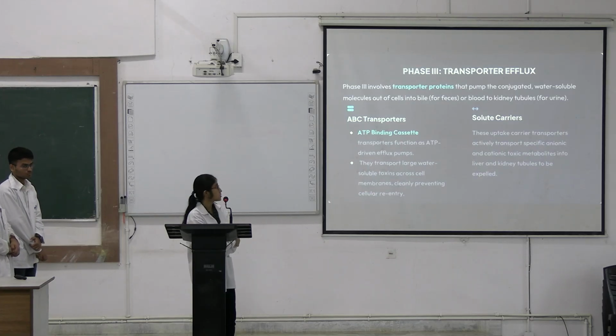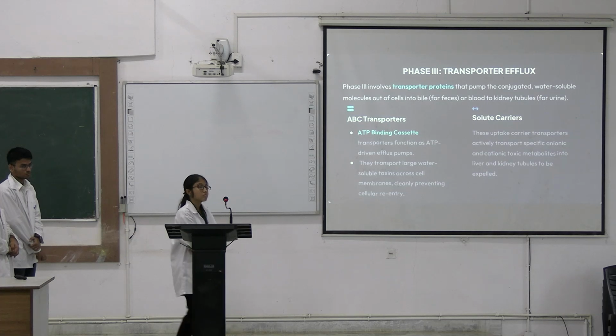Kidney. Okay. What are the subcellular organelles which are responsible for this xenobiotic mechanism? Xenobiotics mostly.